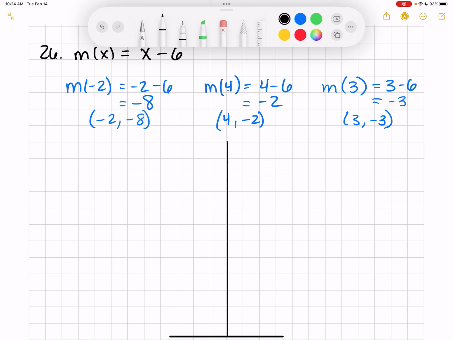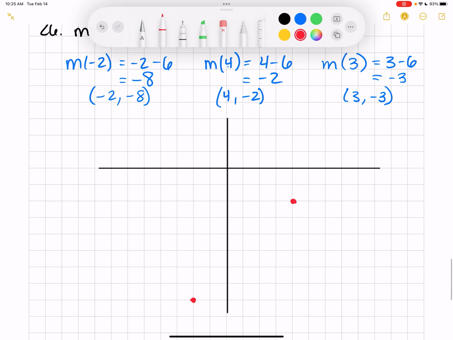So then I'm going to set this up. So then we plot these points. So at -2, I go down 8. So -2, and then down 1, 2, 3, 4, 5, 6, 7, 8. And then 4, -2. So 1, 2, 3, 4. Then 1, 2. And 3, -3. So 1, 2, 3. And then my very curvy line. And we can connect it.